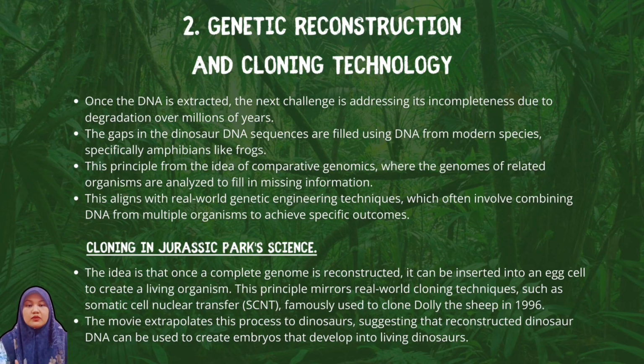This aligns with real-world genetic engineering techniques, which often involve combining DNA from multiple organisms to achieve specific outcomes. For the cloning in Jurassic Park science, the idea is that once a complete genome is reconstructed, it can be inserted into an egg cell to create a living organism. This principle mirrors a real-world cloning technique such as somatic cell nuclear transfer, SCNT, which was famously used to clone Dolly the sheep in 1996. So this movie extrapolates this process to dinosaurs, suggesting that reconstructed dinosaur DNA can be used to create embryos that develop into living dinosaurs.